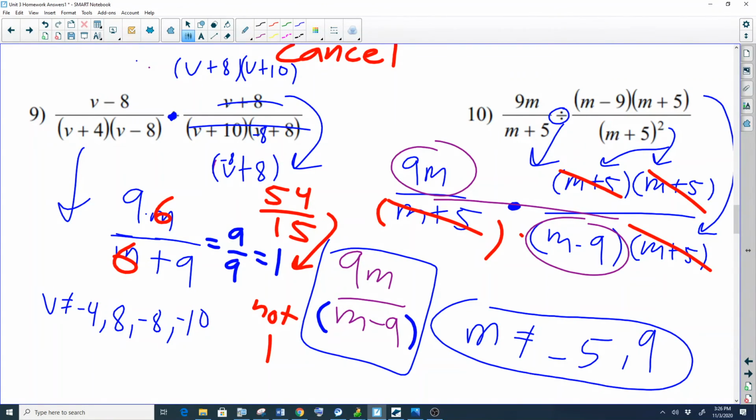So that means for this, you actually have to look in 3 places for the exclusions. Like here and here and here. So 3 places that you have to look for the exclusions. Okay, so now that we did that, we can cross stuff out. So the v minus 8 cancels. The v plus 4 does not cancel. The v plus 8 cancels here and here. So all we're left with is a v plus 10 over a v plus 4. And that's our answer, v plus 10 over v plus 4.